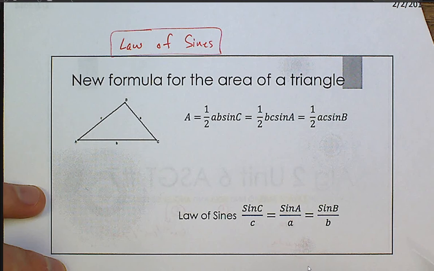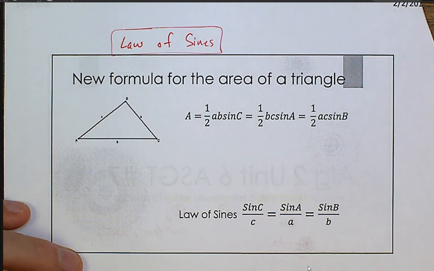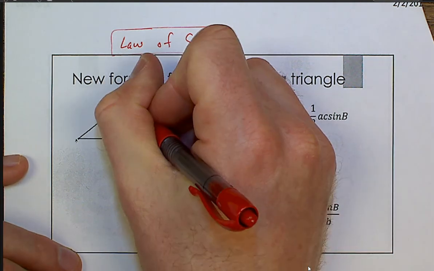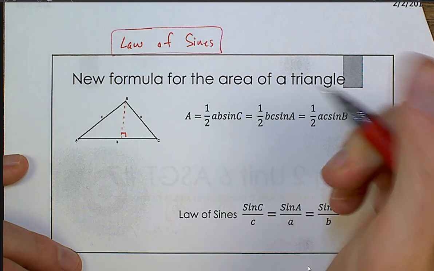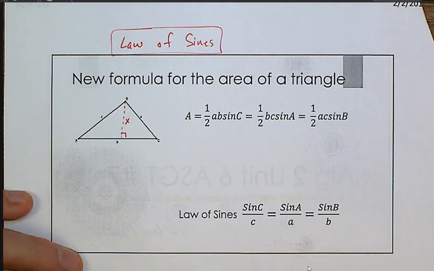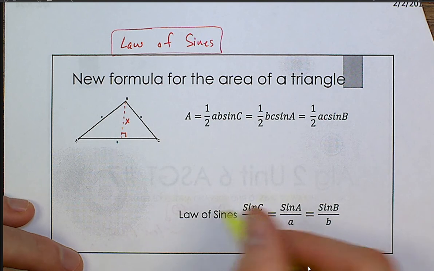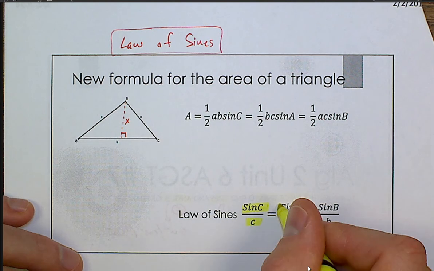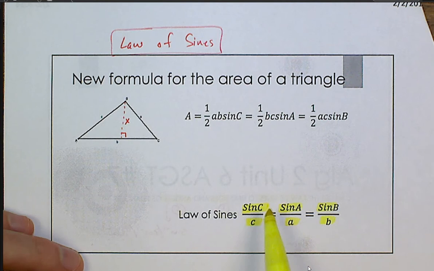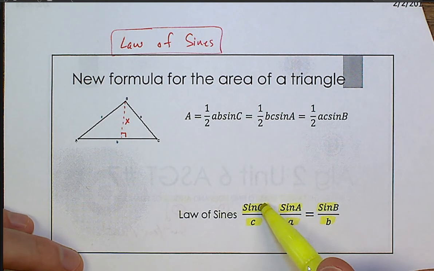Okay? And what we're going to do is I'm going to draw in an altitude, and I'm going to call it x. Now, what I want you to understand right off the bat is what I'm doing. This is the law of sines right here. It's basically, I'll explain what it is. It's the sine of the angle over its opposite side.